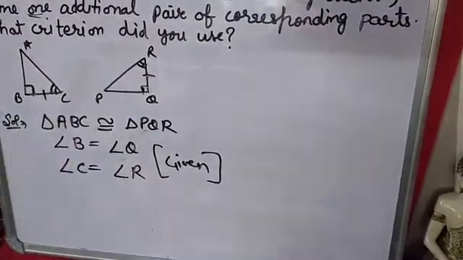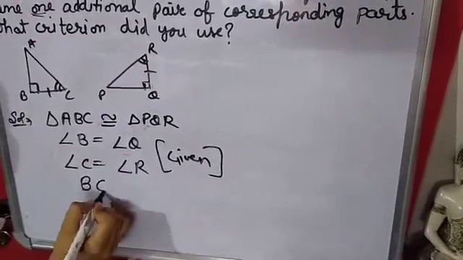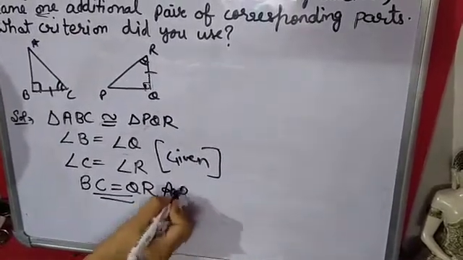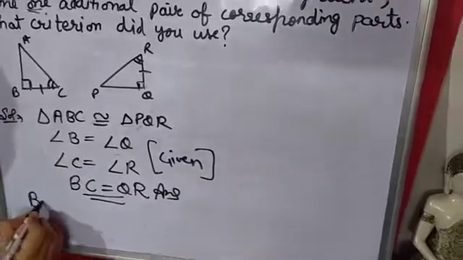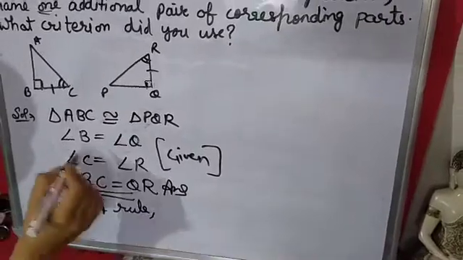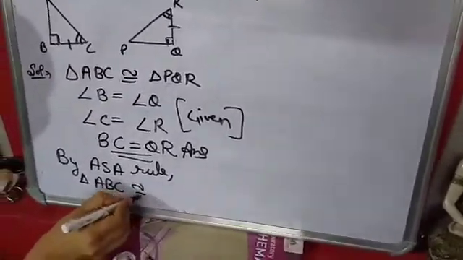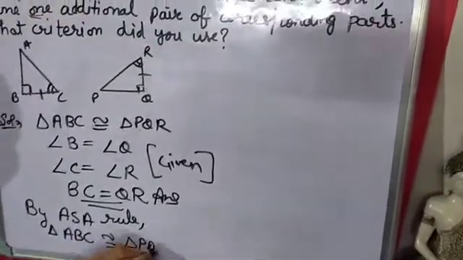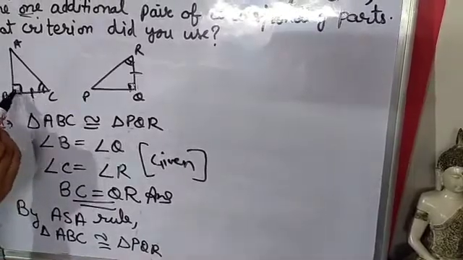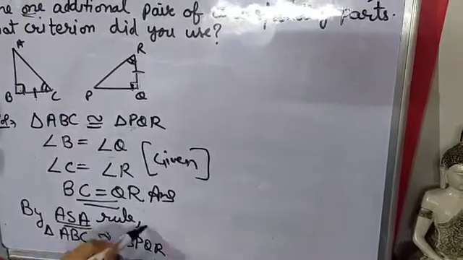because we are making ASA, angle side angle. So we will take BC is equal to QR. This is the third part. By using this third part, by ASA rule, triangle ABC is congruent to triangle PQR. Okay? This is the third part. We will take this side between these two angles. Then we will use here the ASA rule.